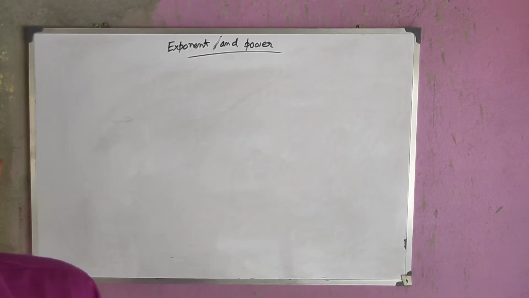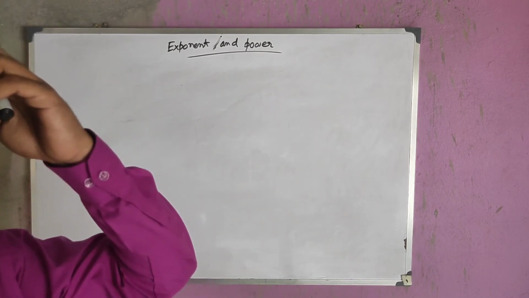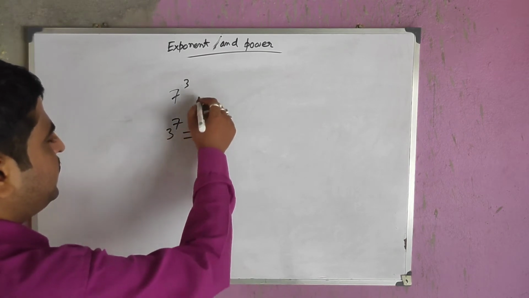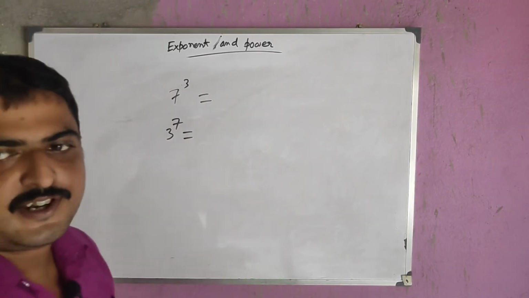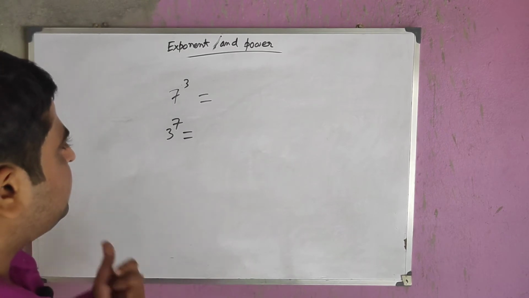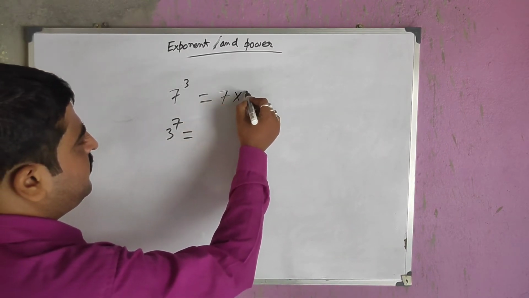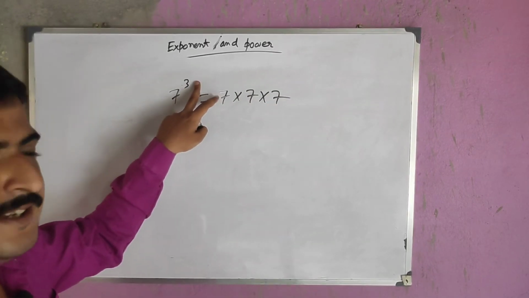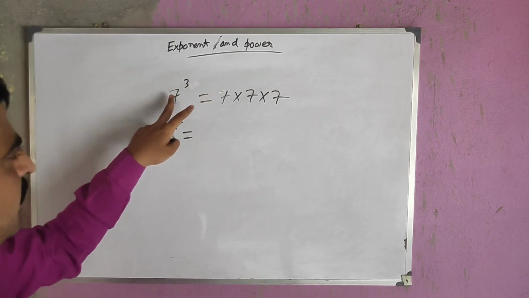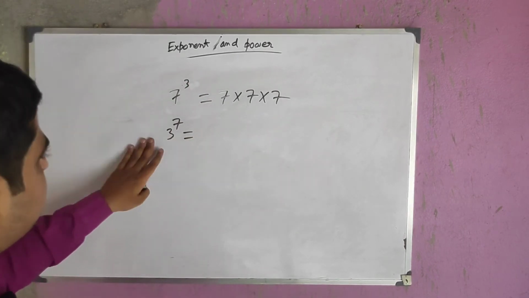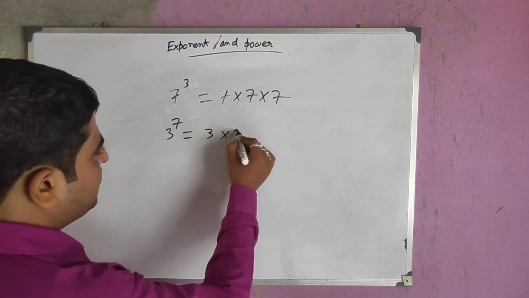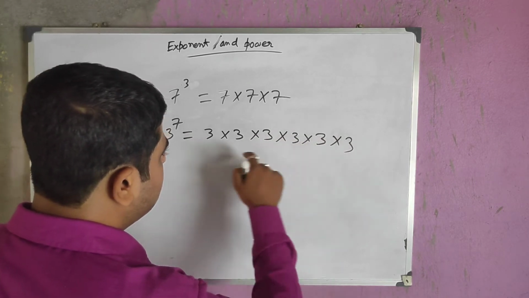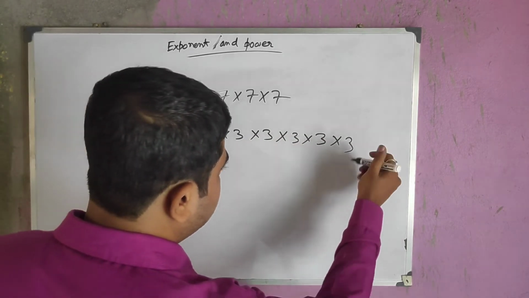Now identifying the greatest number in this term, greatest number, 7 to the power 3 and 3 to the power 7. Between these two numbers, which one is greatest, we have to find. So 7 to the power 3 means 7 into 7 into 7. Here base is 7 and exponent is 3. We have to multiply this number that many times. 3 to the power 7 means 3 into 3 into 3 into 3 into 3 into 3, 1 2 3 4 5 6 and another 3.